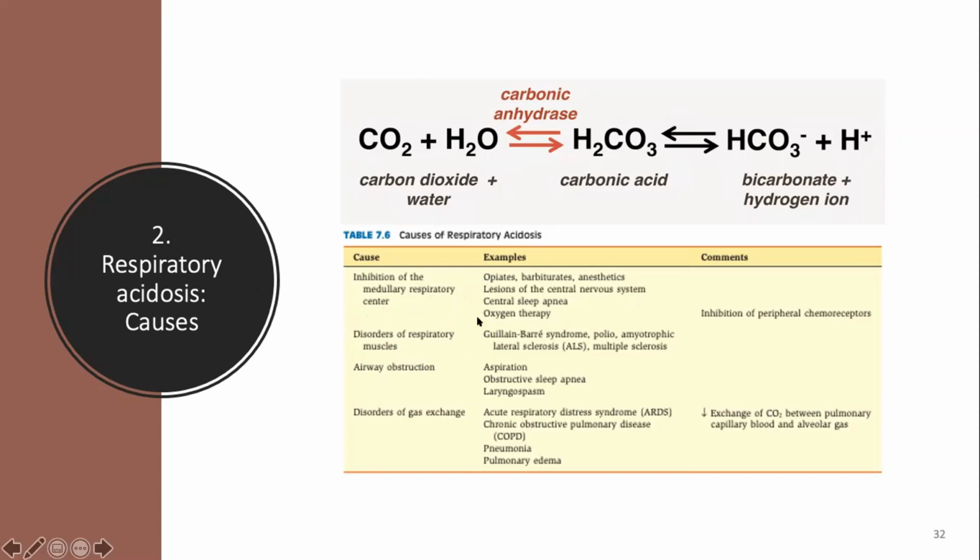Oxygen therapy, okay, oxygen itself can actually inhibit the respiratory center as well through the peripheral chemoreceptor. However, how do I see this? Okay, as I mentioned before, the central chemoreceptor is more sensitive to the pH, okay, the pH.